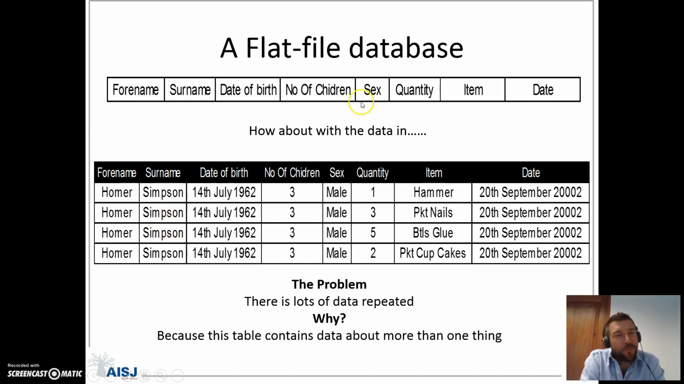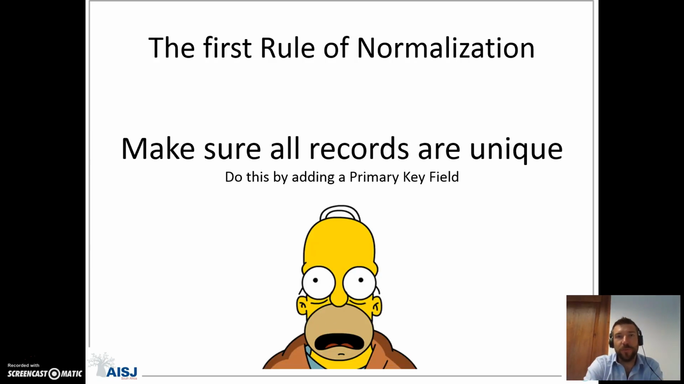Now the reason why that happens is because this table contains data about more than one thing. And I mean the word thing there in the technical sense. If you want another word for it, it's called a data entity. A data entity or thing, okay? So what we now need to do is follow some kind of process to be able to split this up, so we change from a flat file database into a set of related tables.